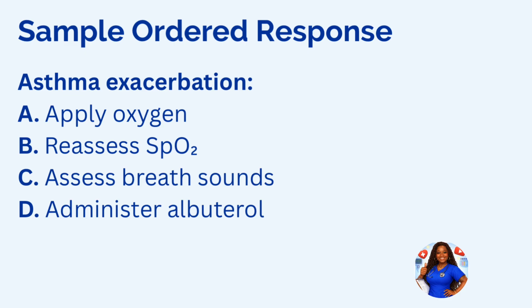First, assess breath sounds. Before jumping into interventions, we collect data. What do you hear? Wheezing, diminished airflow, a silent chest. Assessment guides action. Second, apply oxygen. Asthma is an oxygenation problem. Support the airway and improve oxygen delivery immediately. Third, administer albuterol. Now we treat the bronchospasm. Open the airways. Fourth, reassess SpO2. Did it work? NCLEX loves reassessment. If you intervene and don't evaluate, you didn't finish the question.